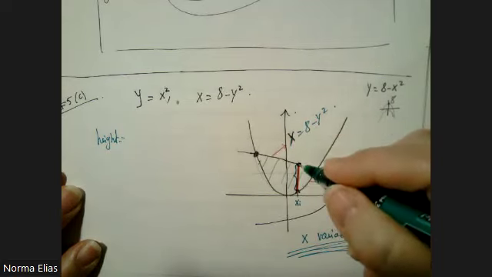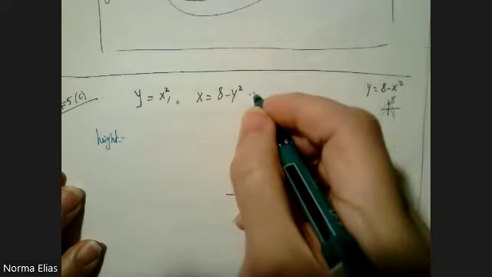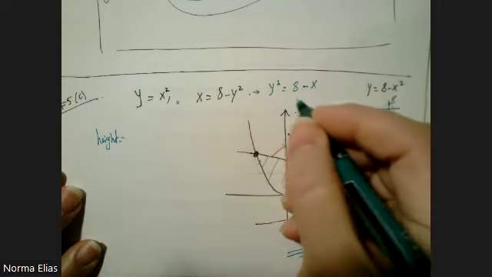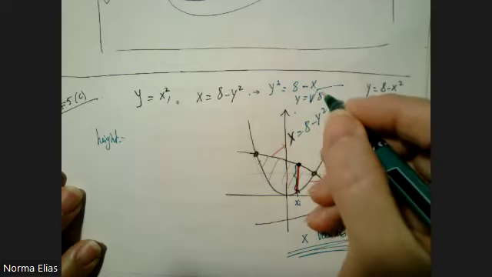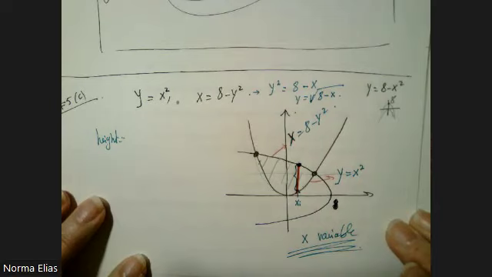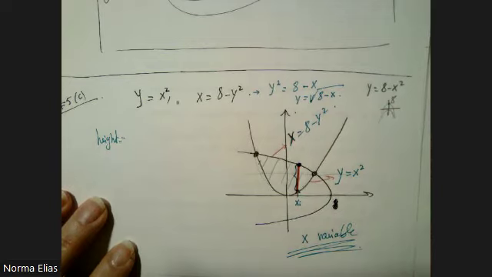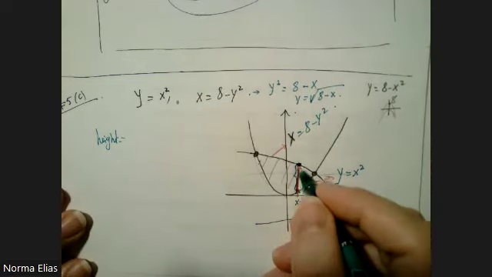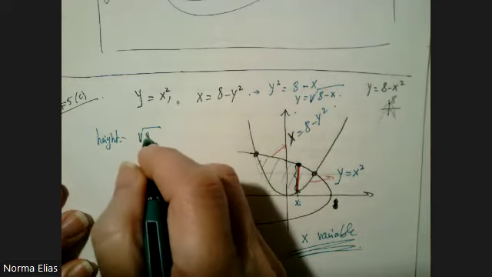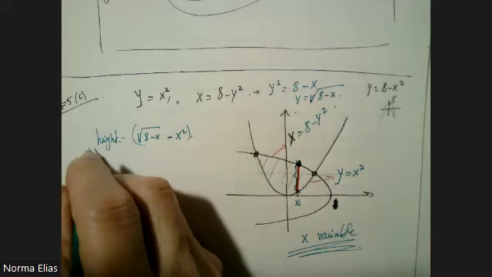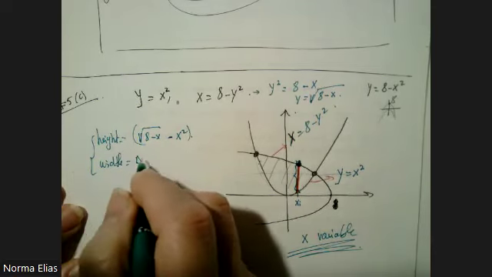Here I gave you x as function of y. To find the upper value, you have to solve for y as a function of x. So this will give me that y squared is 8 minus x. It means y is the square root of 8 minus x. We take the positive root because y is positive. So the height is going to be the upper value, which is the square root of 8 minus x, minus the lower value, which is x squared. So the height or the length. And then the width is the delta x.